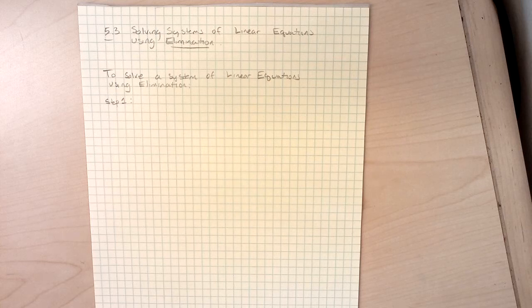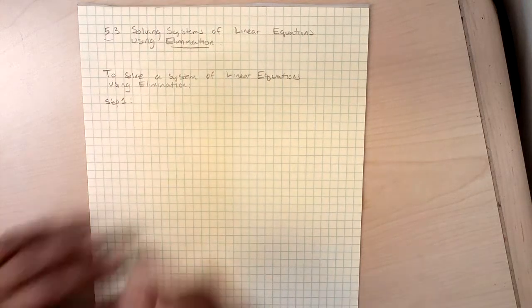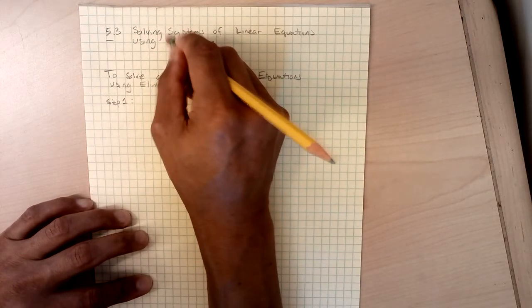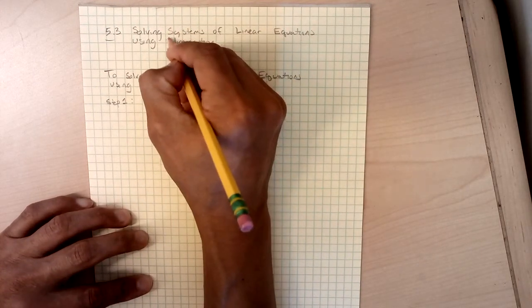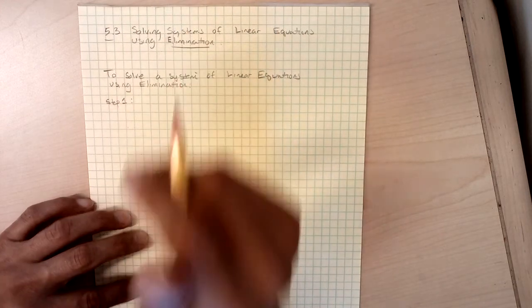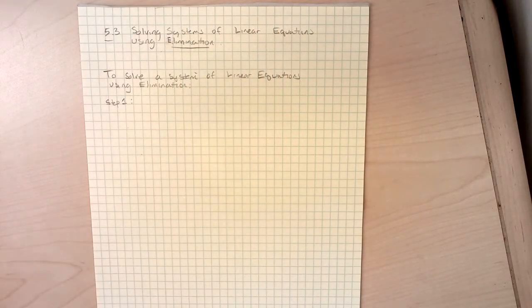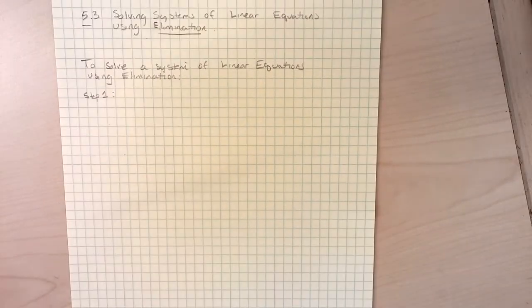Okay, so 5.3 in algebra, solving a system of linear equations, specifically using what's called elimination. Hopefully you're familiar with the other two methods that we've talked about, graphing and substitution. And then the last method that we'll cover is what's called elimination. It's called elimination for a reason. You want to eliminate one of your variables.